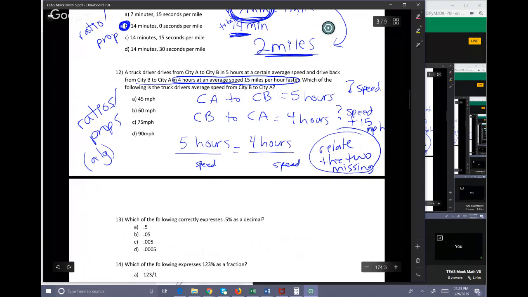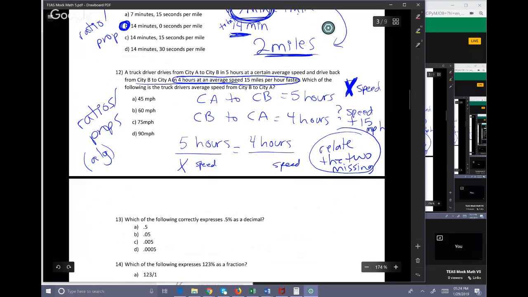So if I'm thinking about speed as the bottom part of the proportion, what do I always do when something is unknown? I always put X, right? You always have an X in your proportion. We have no idea what speed this person was traveling when it took them 5 hours. So just like in any proportion instance, that's X. That's an unknown number.